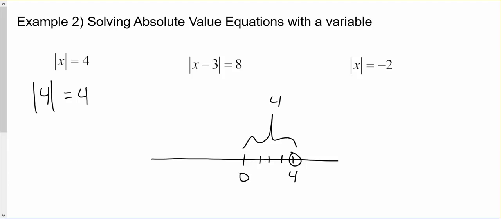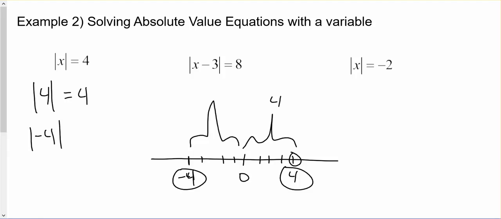That's 4 units away. What else is 4 units away? -4 is also 4 units away. So the absolute value of -4 also equals 4. So x can be 2 answers, a +4 and a -4. Well, how do we do this? Algebraically, we do this by setting up 2 different sides of our equation.